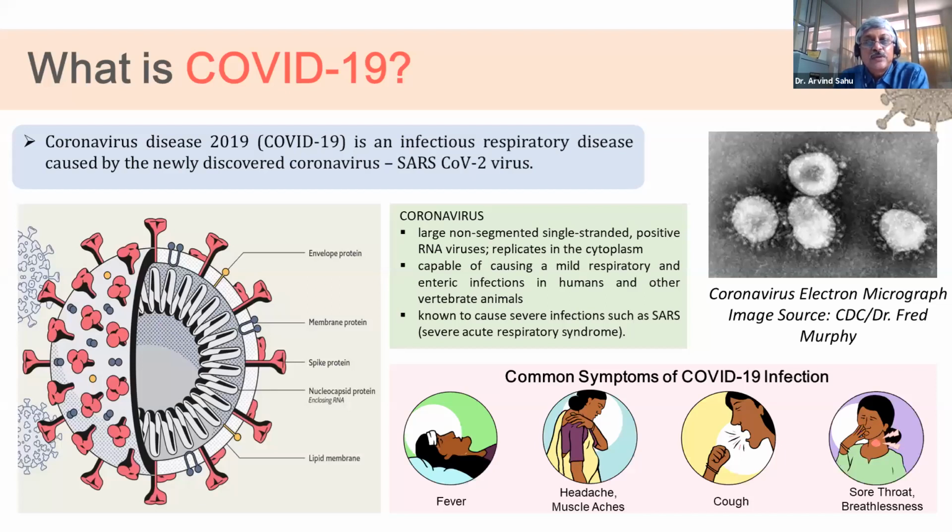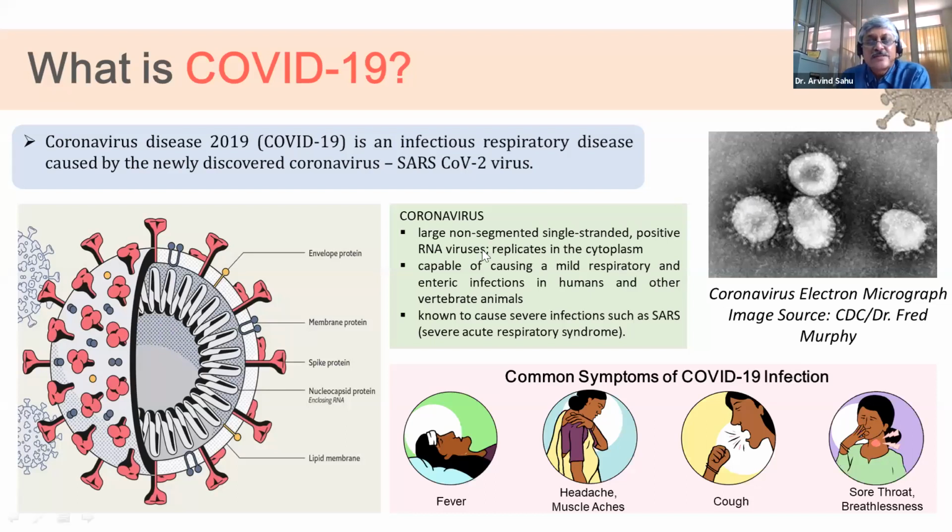So the first question is why the name coronavirus? In Latin, the word corona actually means the crown. Since these viruses have spikes which look like the spikes in a crown, they are called coronavirus, and that's how they are structurally defined. You can see the EM structure shown here, where you can clearly see the spikes.